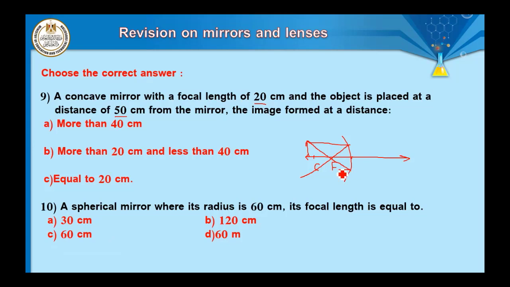It will reflect parallel to the principal axis. Where is the image formed? The image will be formed between the focus and the center. Center, focus. Between focus and center, at a distance greater than the focal length and smaller than double the focal length. So this image will be formed at more than 20 and less than 40. What are the properties of this image? Number one, real. Number two, inverted. Number three, diminished.